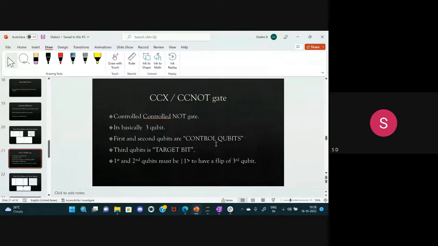And what is the condition? The condition is that the first and second qubits should both be one. If the first and second qubits are one, the third bit will be flipped, whether it is 0 or 1.